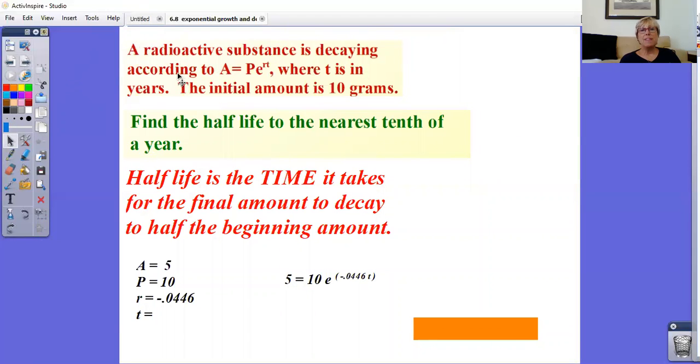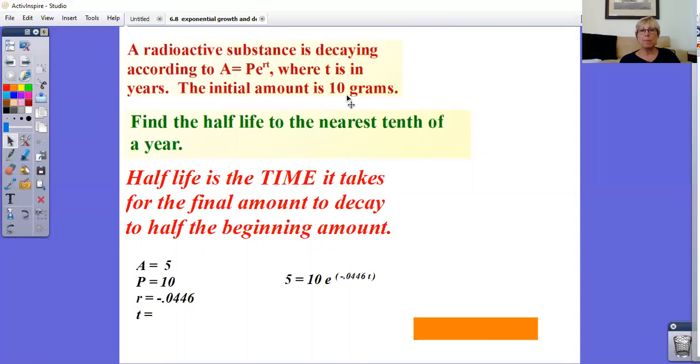Okay, in this same problem, my initial amount is 10. I'm going to use the exact same problem, but now I'm going to introduce half-life. Half-life is a time. Half-life is the time it takes for the final amount to decay to half of the beginning amount. Your final amount is half of your beginning amount.